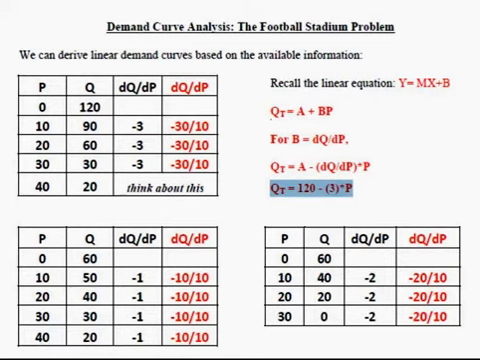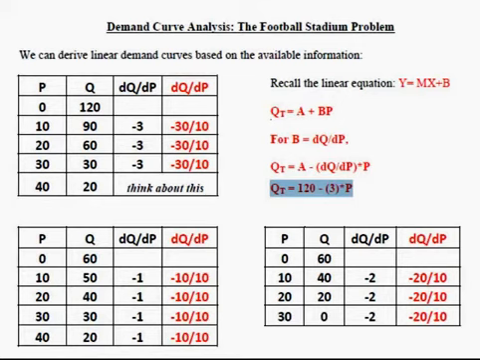And this repeated process has verified that the price and quantity table will give us the intercept of 120 for A and a slope of negative 3. And therefore, from the data in the table, we can come up with an equation for the demand curve, Q equals 120 minus 3P.